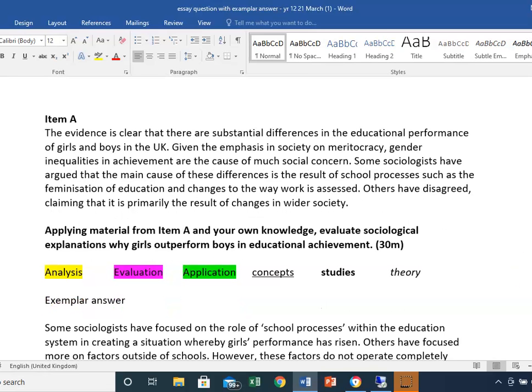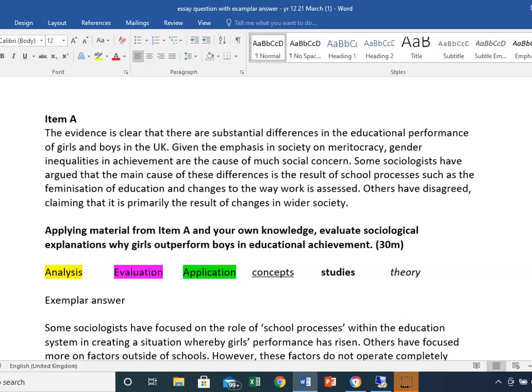Hi there. This lecture is looking at how to answer a 30-mark essay on gender and achievement. I know some of you, or hopefully you've been revising the gender content. So I thought it'd be useful just to nip through an example 30-mark essay with you.